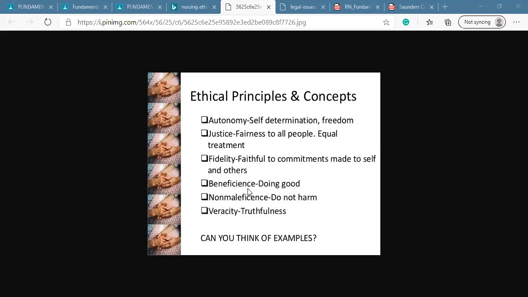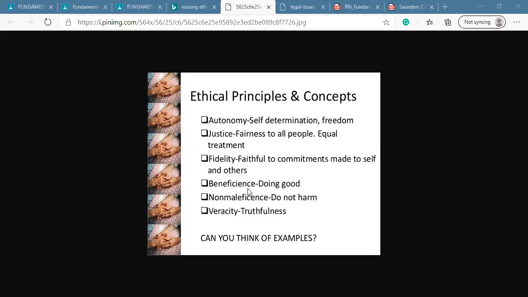Or like a patient is swimming in a swimming pool, suddenly drowning, or going under the water. So you remove them and start CPR, resuscitation, and start the breathing. So it is beneficial to the patient, right?